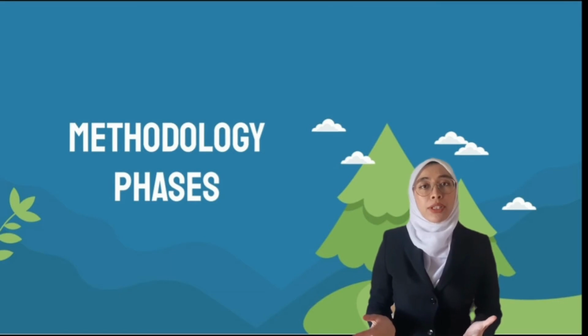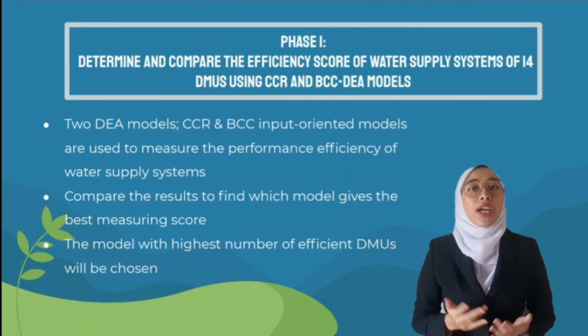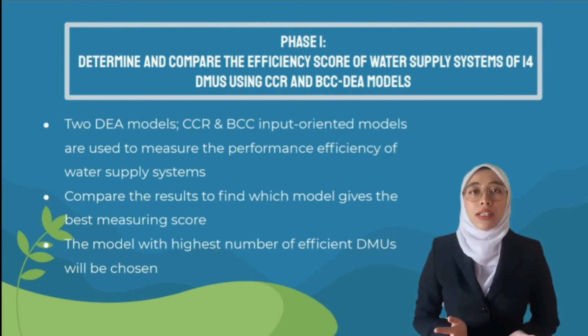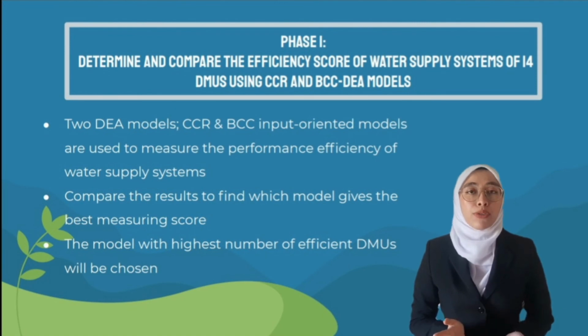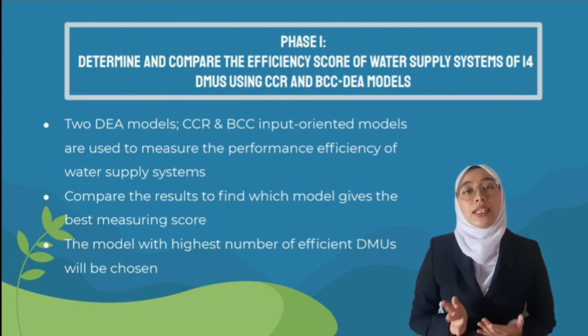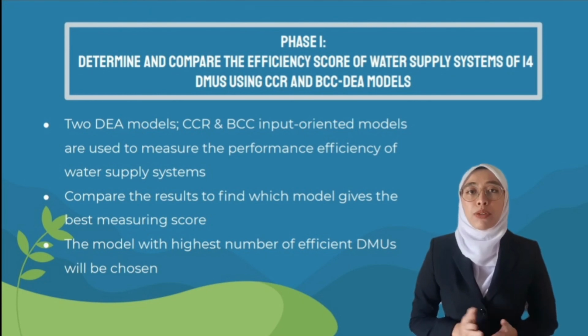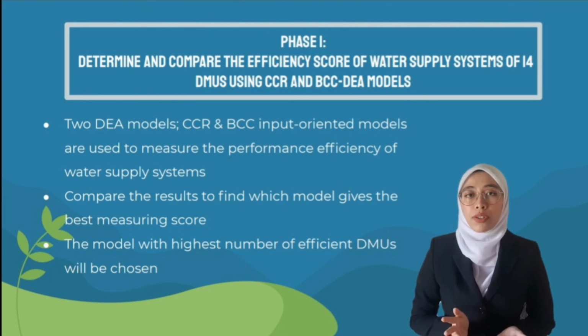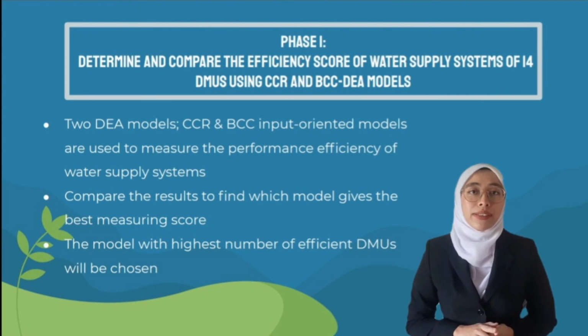Okay, next I will explain about the methodology phases, where in this study we have 3 phases. The first one is phase 1, where we determine and compare the efficiency score of the water supply system of 14 DMUs using CCR and BCC models with input orientation. In this phase, we are measuring the performance efficiency of the water supply system between 2 models. Then, the results from both models will be compared to find which model gives the best measuring score, and the model, either CCR or BCC, with the highest number of efficient DMUs will be chosen.